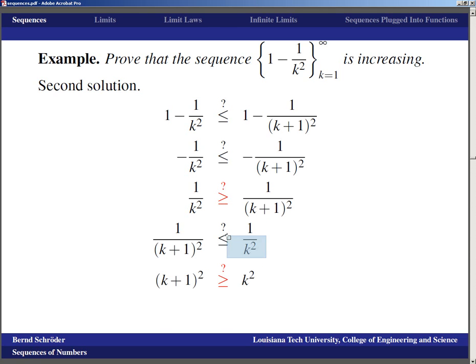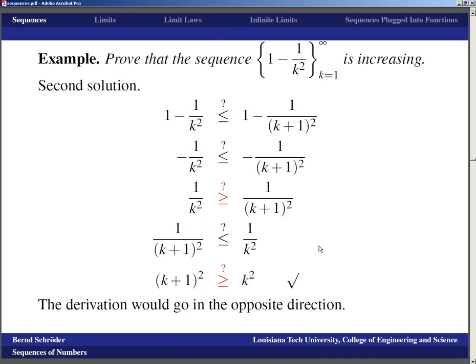So this inequality here works out if and only if (k plus 1) squared is greater than or equal to k squared, and this last inequality we know works. And so that means that this establishes, again, that the sequence is increasing, just with a different method.